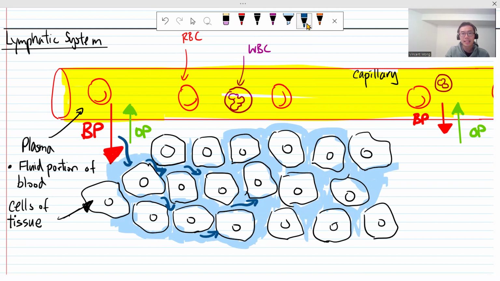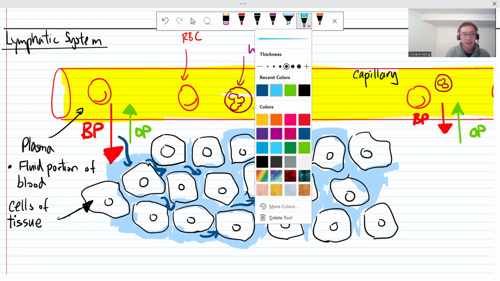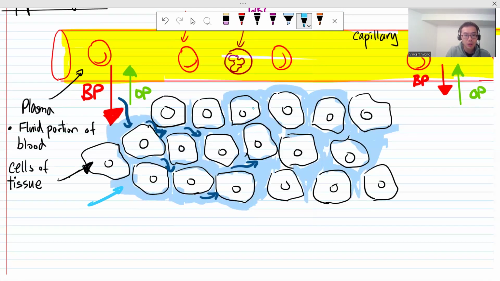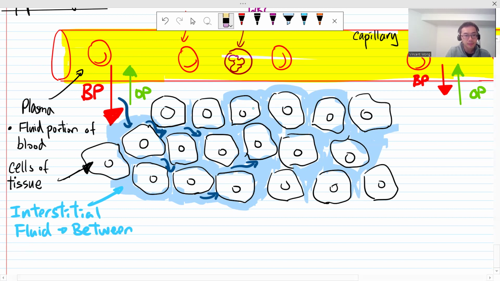This fluid has a name. It is called the interstitial fluid. It is between cells of tissue.